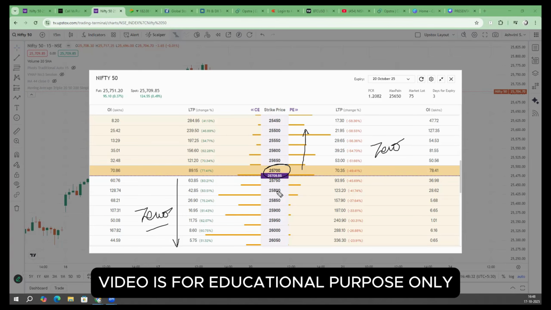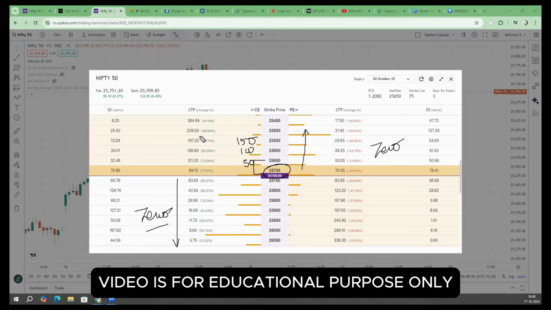And if the market closes at 25,700, at the same price, that is what I am talking about as at the money. The strike difference is 50 rupees, so the 25,650 value at expiry would be 50 rupees. The 25,600 value would be 100 rupees. The 25,550 value would be 150 rupees. That is what I am calling intrinsic value.